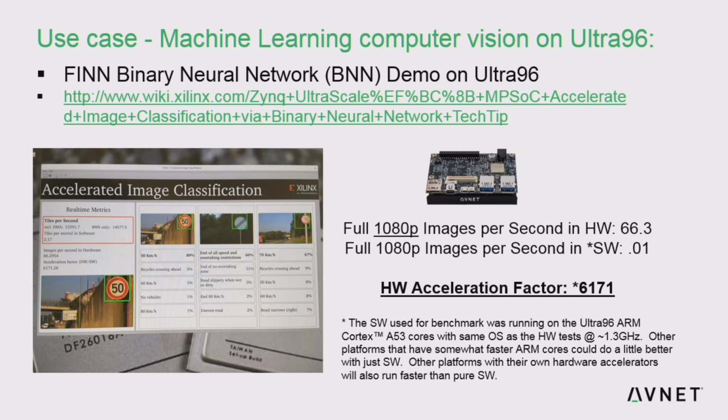Without the hardware, just the software, running on the same Ultra96, so running on the ARM cores that are on the Ultra96, that software was only able to achieve 0.01. So that's a factor of 6,000 speed up. That's quite a dramatic difference, and it just gives you a little bit of an idea about how much faster the hardware can execute some algorithms. And the link's provided if you want to go take a look yourself, you can.